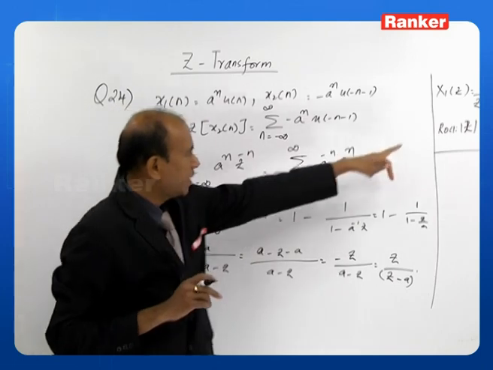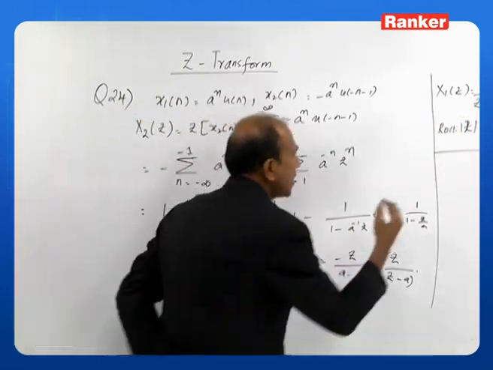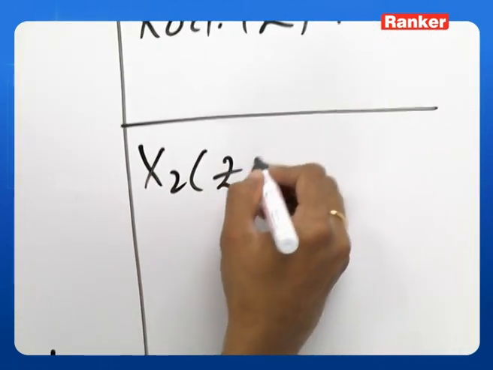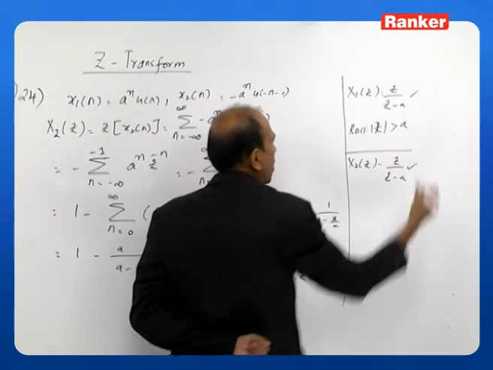What is our X1 of z? Same. So did I get the same answer? I got the same answer. X2 of z is equal to z by (z minus a). The first part is proved.